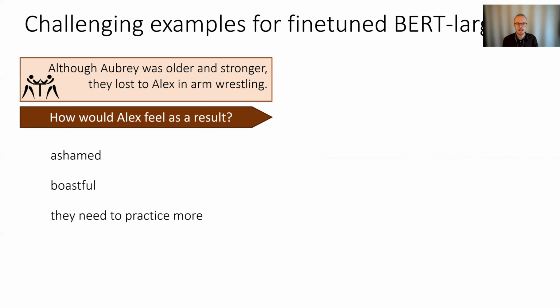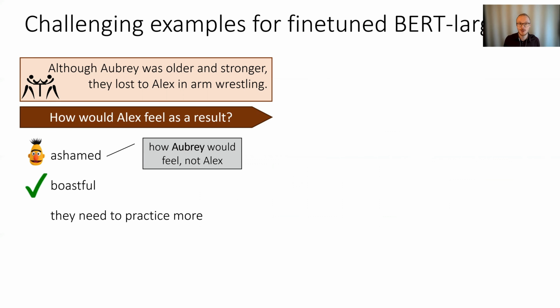And we can all kind of guess that here the answer is boastful because Alex just won the arm wrestling match. However, fine-tuned BERT large predicts that Alex will feel ashamed. And notably, this is how Aubrey would feel, not Alex, because Aubrey would have lost in the arm wrestling match.